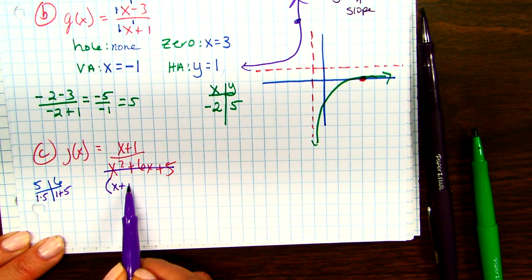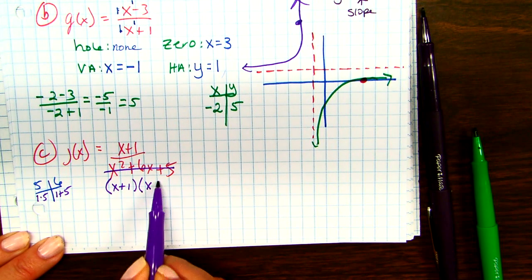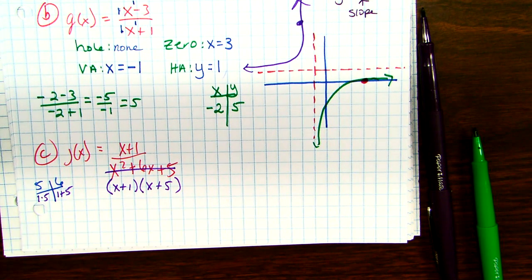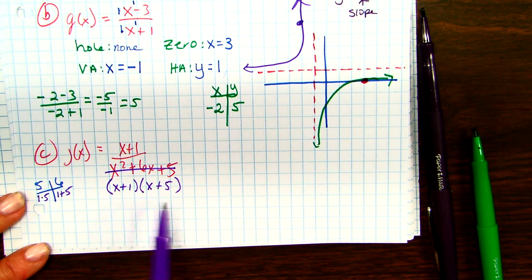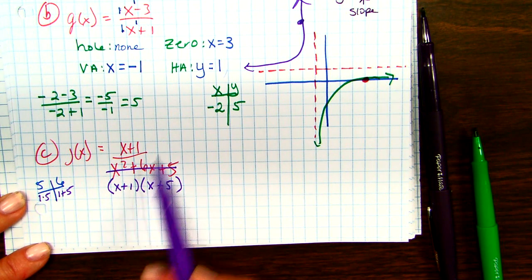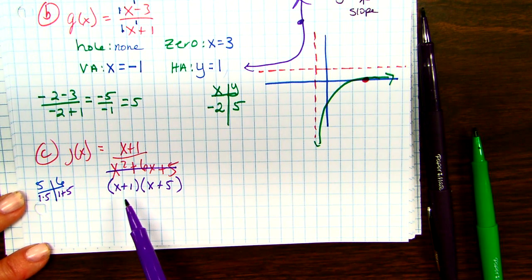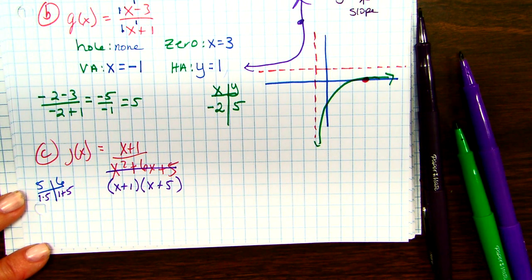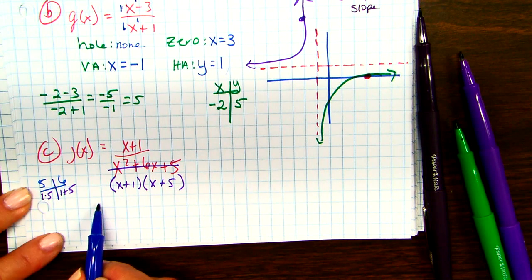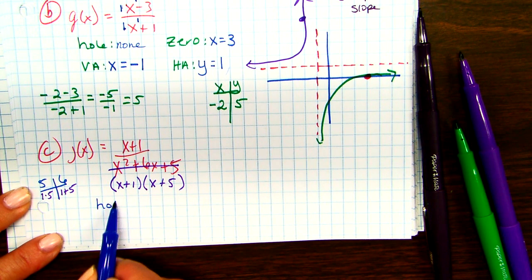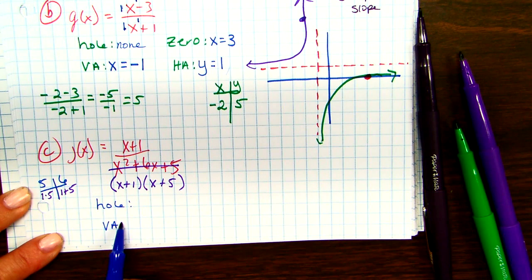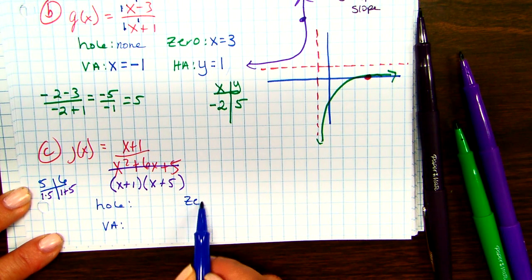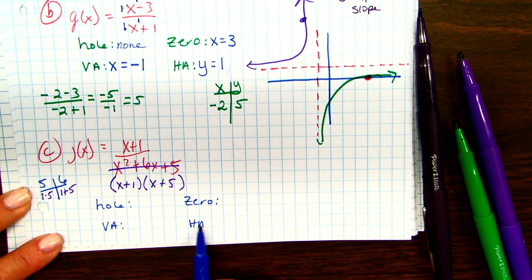And guys, use the numerator as a hint. When you factor, something's going to cancel. So probably one of your factors is going to be x plus 1. Okay, so that's a good tip. All right, let's set up our key features, all of our important stuff: hole, VA, 0, HA.